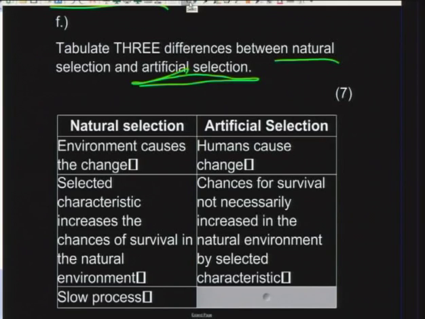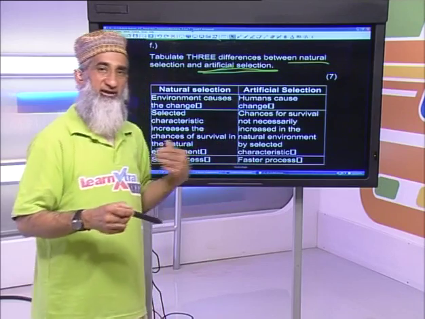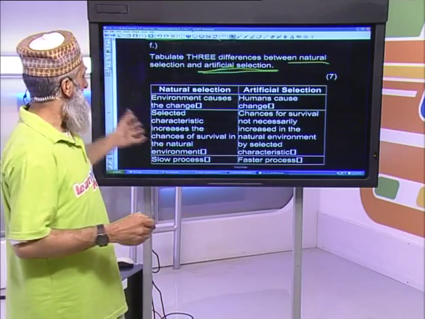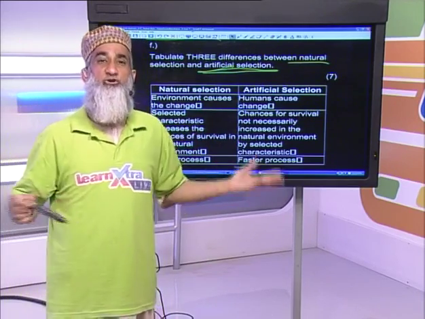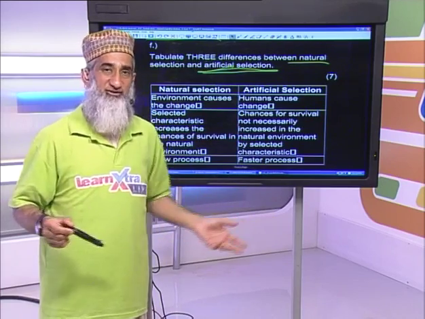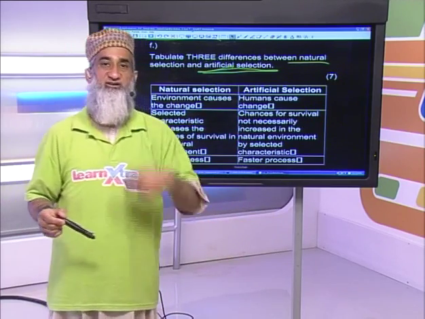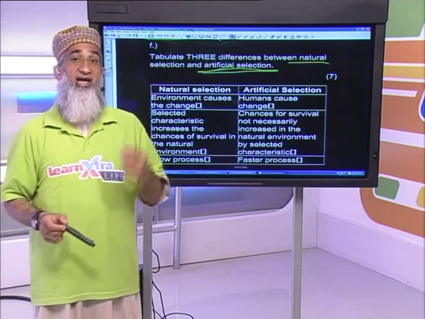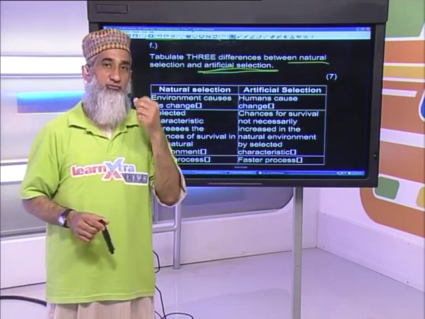And natural selection is a slow process, over several generations, whereas artificial selection can be done very much quicker than that. We can add to this that in natural selection, there's no cost involved and no effort, whereas in artificial selection, there must be human intervention and it may have some costs.